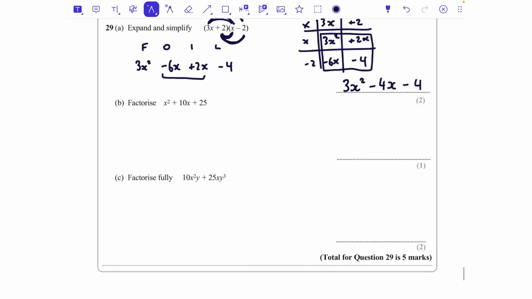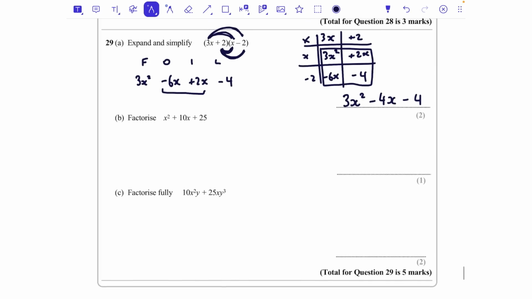Part B, factorise x squared, add 10x, add 25. So when we factorise, we're looking for a common factor. Factorise means to put into brackets. So normally, if I was given something like x squared add 10x, I would say, well, they've got x in common. And I would take that x outside a bracket and be left with x add 10. But here, this term has x in it, this term has x in it, but this one doesn't. And that's our sign that this needs to factorise into 2 brackets.